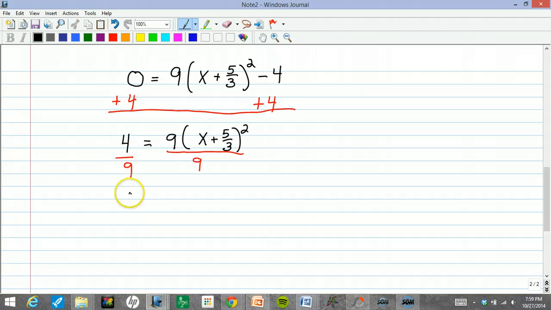And on the left, we get a fraction. That's pretty peculiar. 4 and 9, both perfect squares. Let's see how this all plays out.